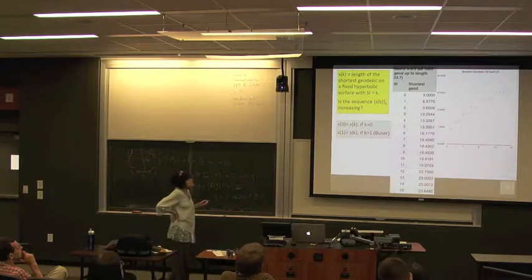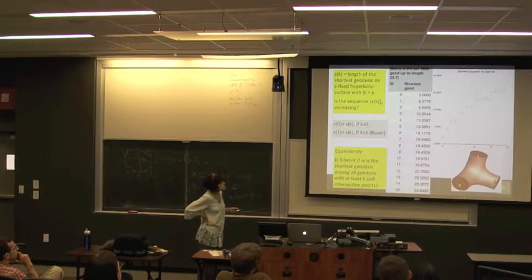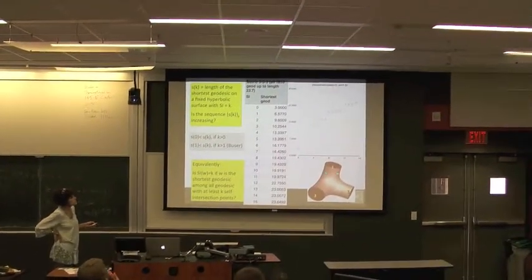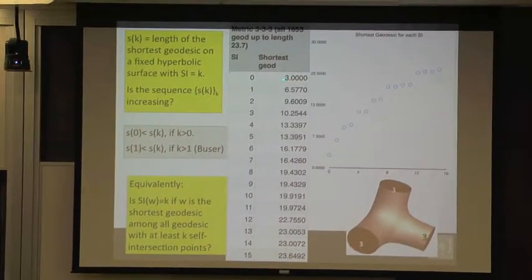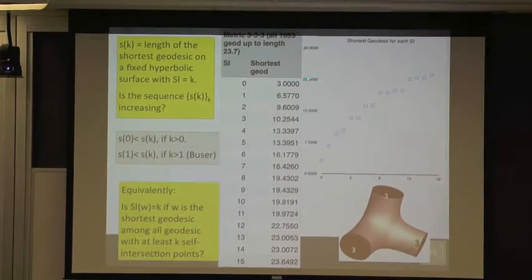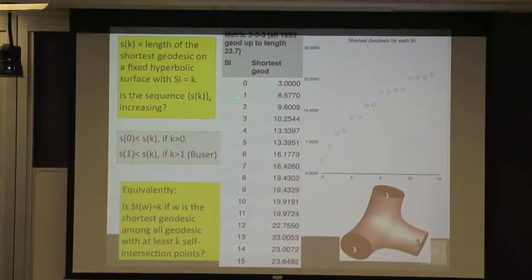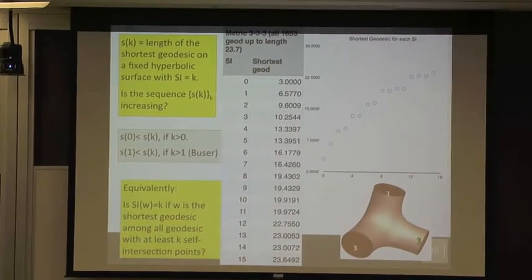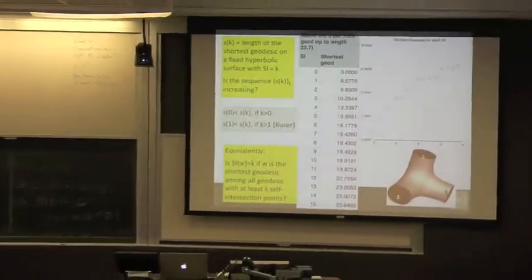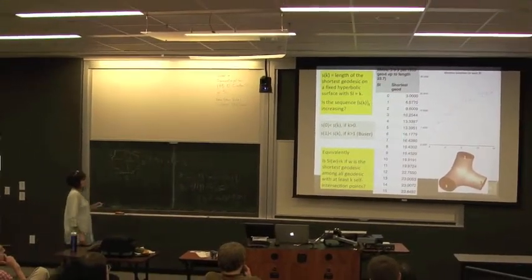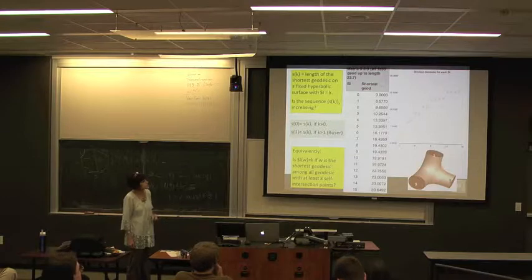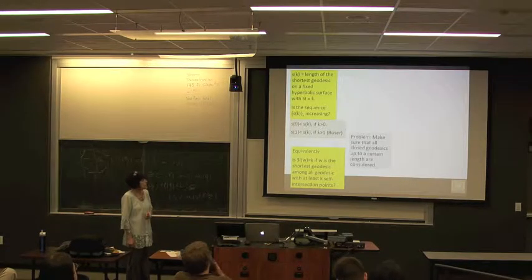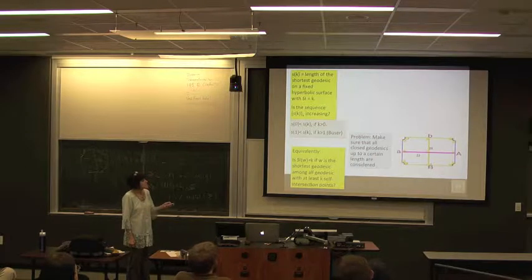And here is an experiment with a pair of pants, 3, 3, 3. The three boundary components each have length 3. And here you have the length of the shortest geodesic of self-intersection 0. Well, of course, it's 3. The shortest geodesic of self-intersection 1 in this pair of pants is 6.5, and so on. So this looks pretty increasing, as much as I can compute. This is a graph of the shortest length as a function of the self-intersection. And, well, this is the problem I already described.